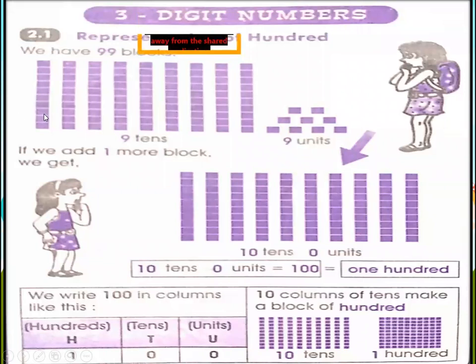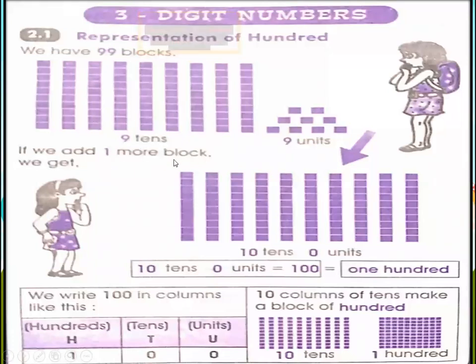A tens block is made with 10 small blocks. So this group of 10 blocks is called a tens block. So these are the 9 tens blocks. 9 tens means 90. So these are 90 blocks.